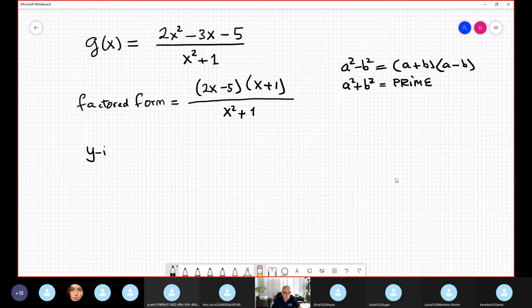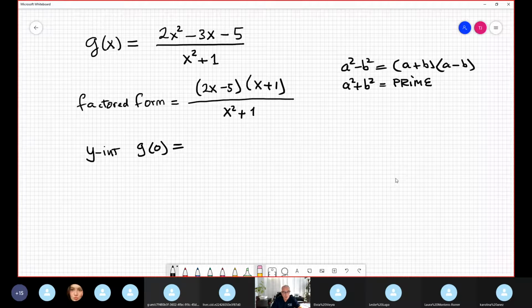Compute the y-intercept. To compute it, you set x equal to 0 in the function. Which function, the factored form or the original? Either way, the way you prefer. I prefer the original because you replace x with 0. That part is gone, that part is gone, that part is gone. It's 0, 0, 0. So my answer is -5 over 1. Okay, so now my famous point is the point (0, -5). This is the y-intercept, the point where this curve crosses the y-axis.